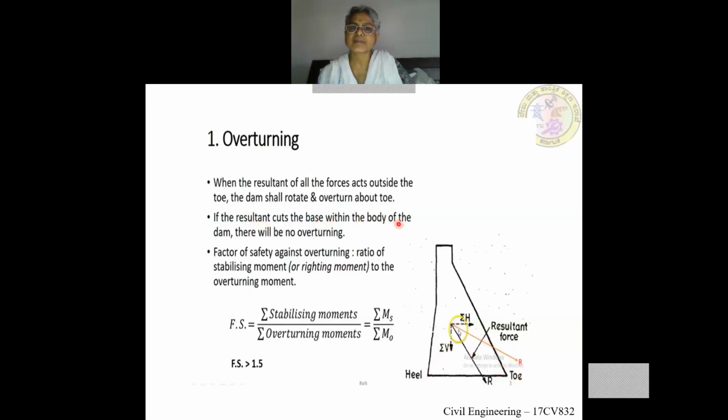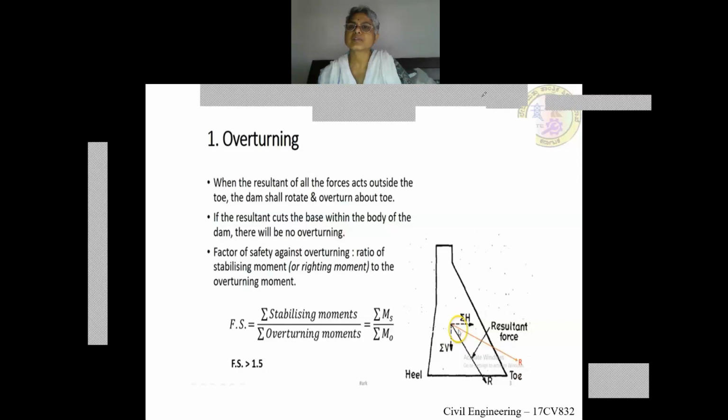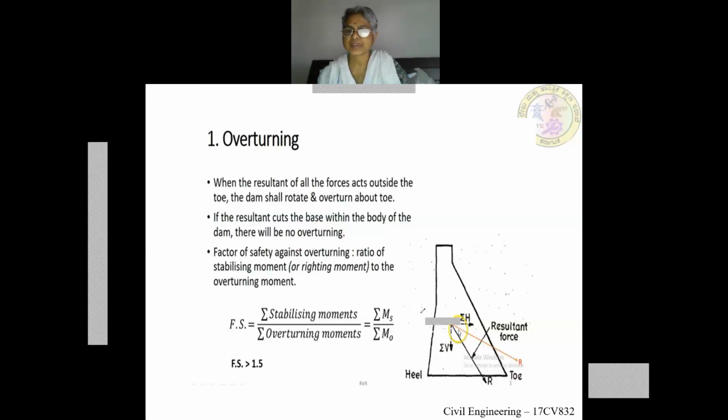If the resultant cuts the base within the body of the dam, there will be no overturning. So the resultant should pass through the base of the dam like this. If it passes through the base of the dam, then there will be no overturning. Because the resultant is like this, it will overturn. The dam will overturn about the toe. So here there will be crushing of the material.